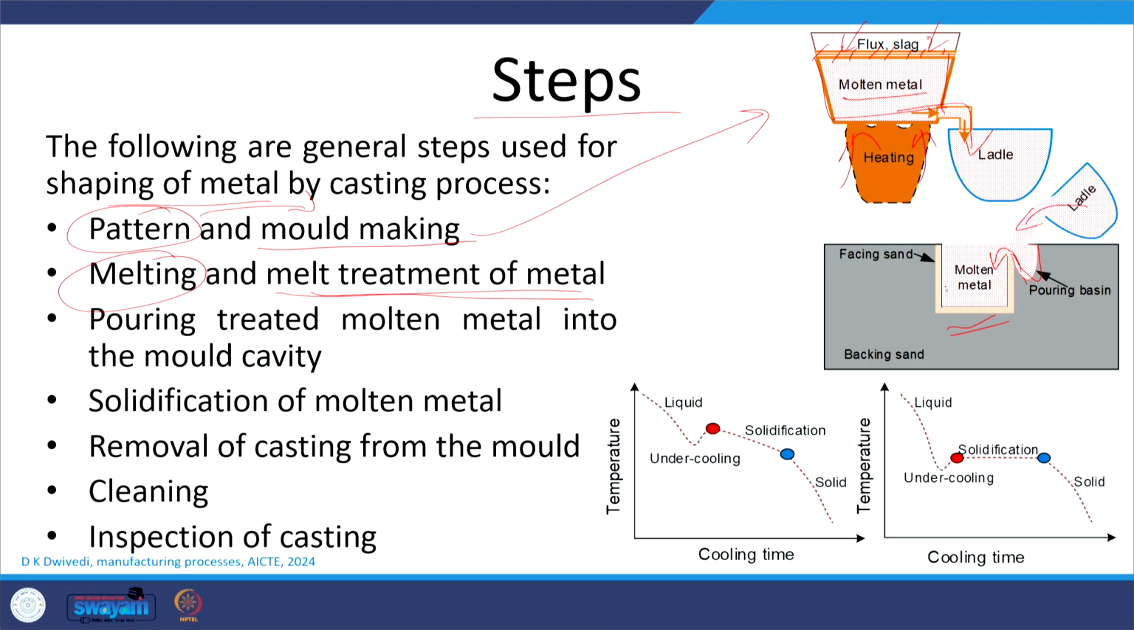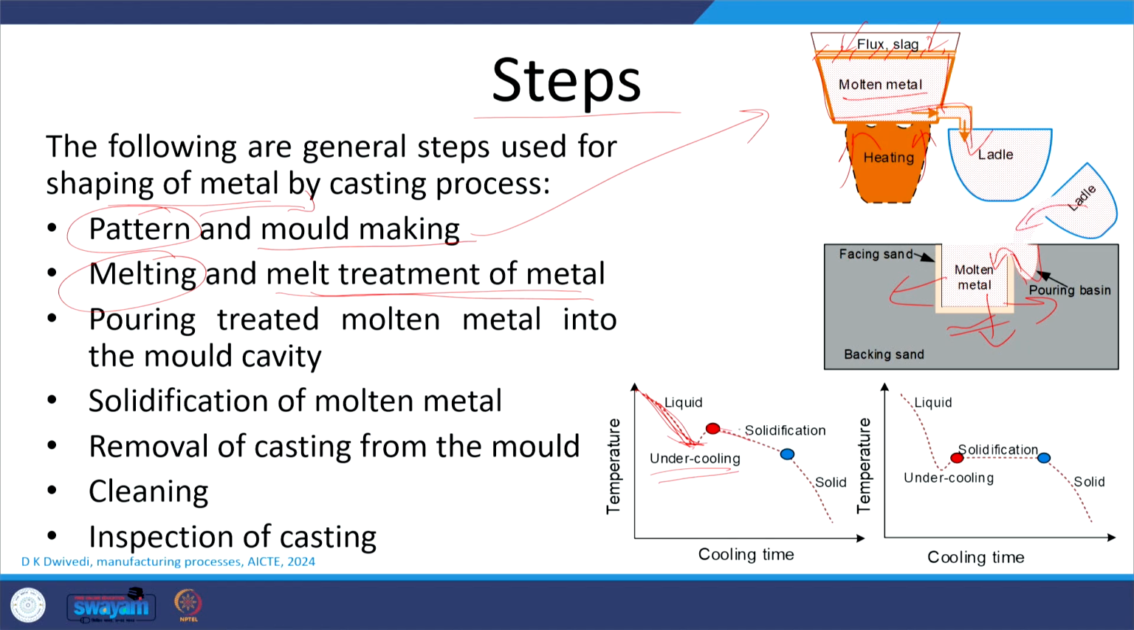And once the molten metal is filled in the mold, then gradually, due to the loss of heat to the mold walls, the temperature will be coming down gradually. So, the temperature goes even below the liquidus temperature before the start of solidification, and this is attributed to the undercooling.